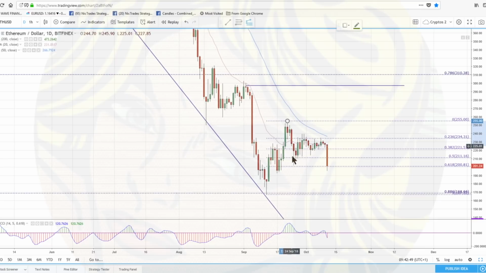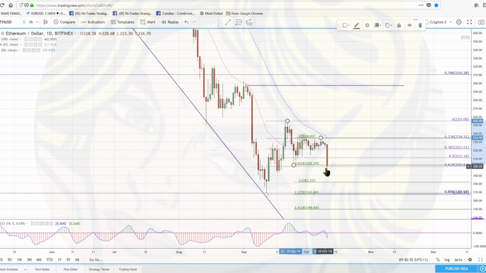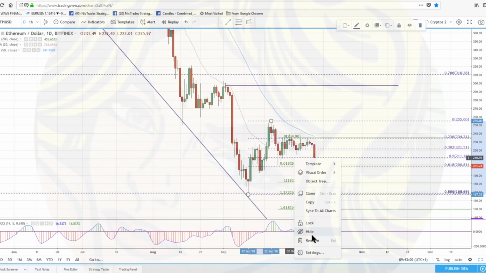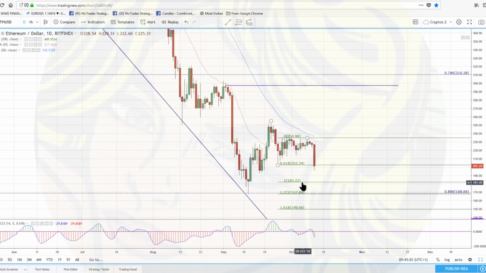The one thing that might stop us is, have we really made, yeah, we're at the 618 here as well. So if we don't, and we keep moving lower, then the equal measured move correction for ETH is here at 182.